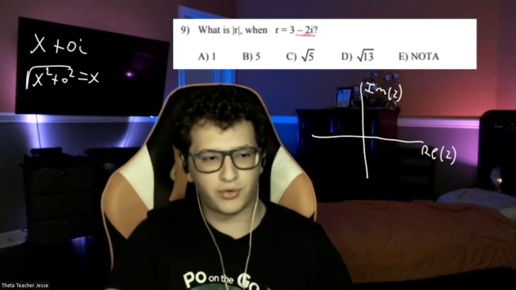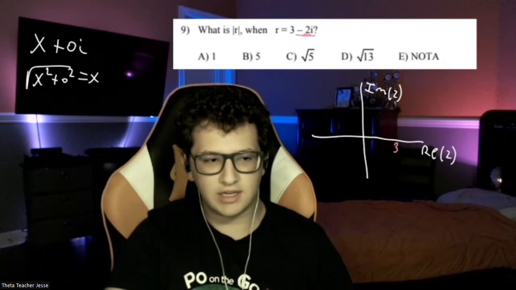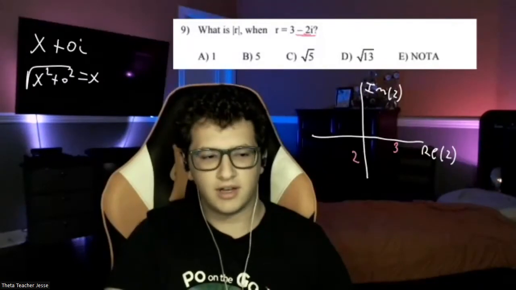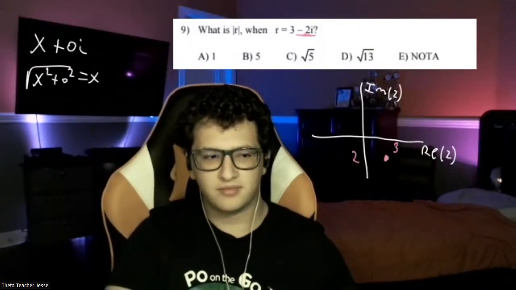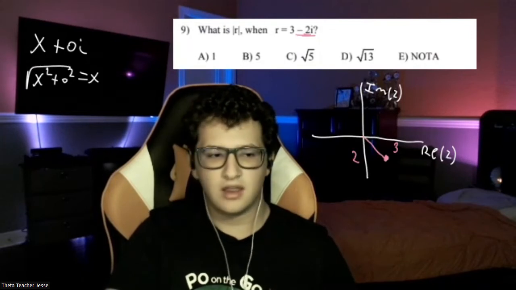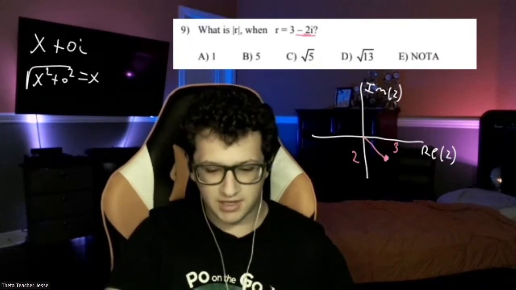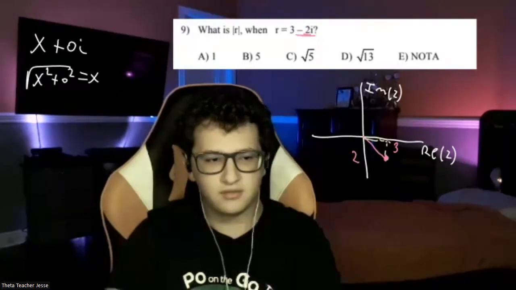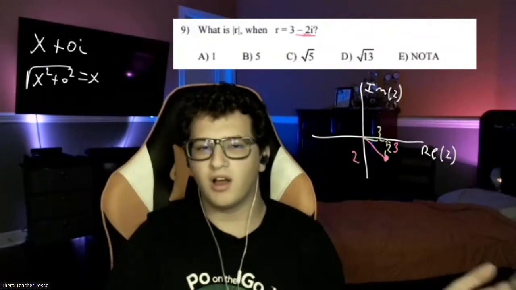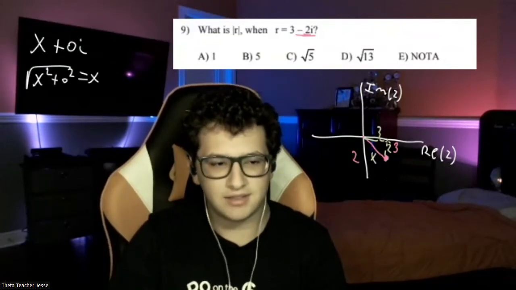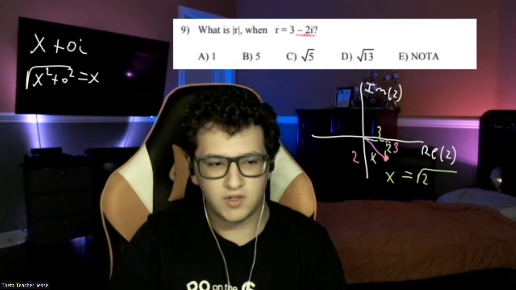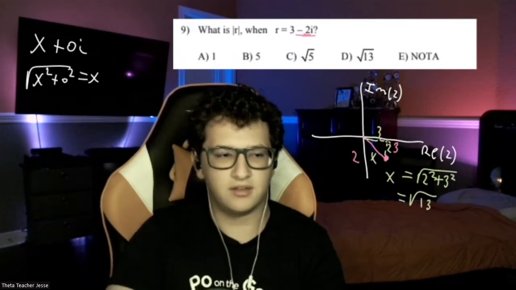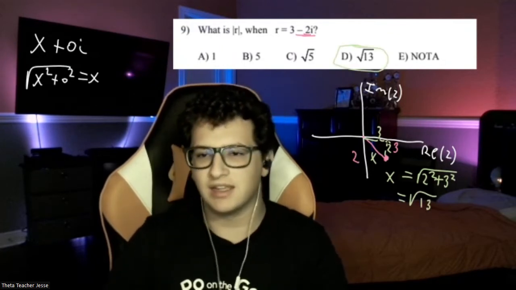So if we have 3 units here and negative 2 units here, it's a 2, not a 3, right? So our coordinate would basically be right here. What we're finding is the distance. So let's make a right triangle. We got our 3 there, a 2 there, and a hypotenuse. Well, the Pythagorean theorem tells us that x is the square root of 2 squared plus 3 squared, which is the square root of 13, which is option D.